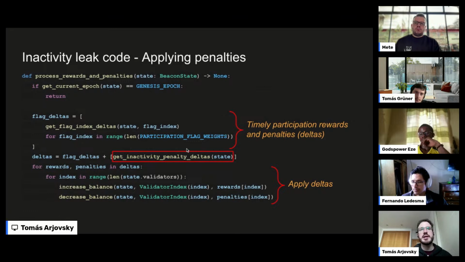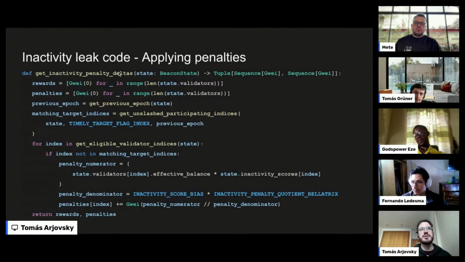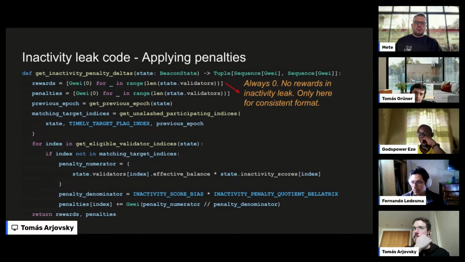But let's go into the inactivity penalty deltas. How are these calculated? This is a lot of code, but let's go line by line. The rewards will always be 0. I will never get any kind of rewards for this. The only reason it is here is because we need to return both rewards and penalties, but this is a 0, right?